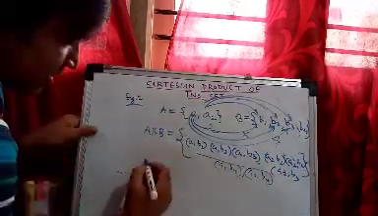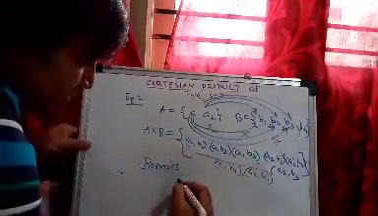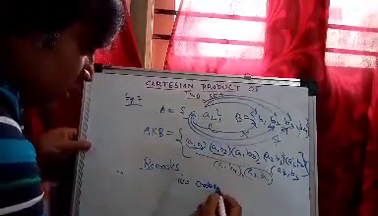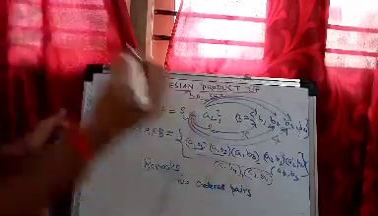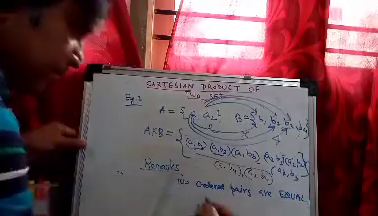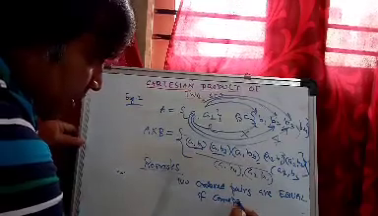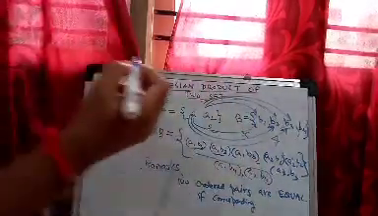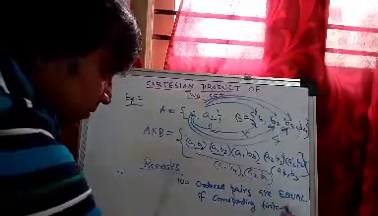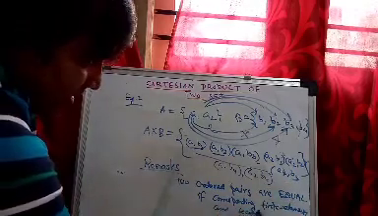Now I will write one remark. What is the remark? Two ordered pairs, suppose this is one ordered pair and this is another ordered pair, are equal if the corresponding first elements and second elements are equal.